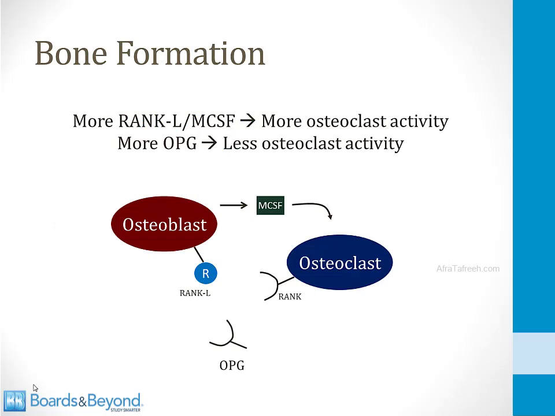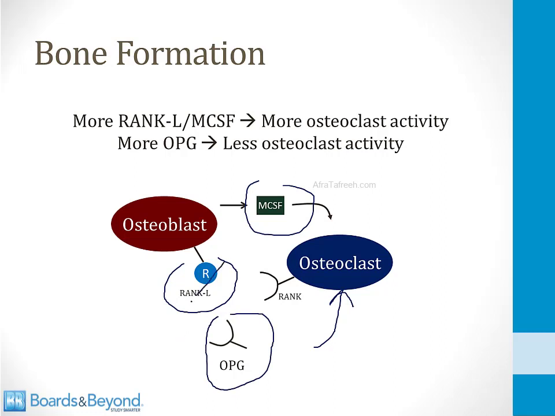So I've summarized everything with this picture on this slide, and basically if you know this picture, you can answer lots and lots of questions about bone pathology and bone physiology. So osteoblasts make RANK-L, and they also make MCSF, and both of these things can stimulate osteoclasts. In addition, osteoblasts make OPG, which is a decoy receptor. It will bind to RANK-L and block it from binding to RANK. So when osteoblasts make more OPG, that decreases osteoclast activity. And I've summarized all this at the top of the slide. More RANK-L, or MCSF, from osteoblasts leads to more osteoclast activity. More OPG from osteoblasts leads to less osteoclast activity.